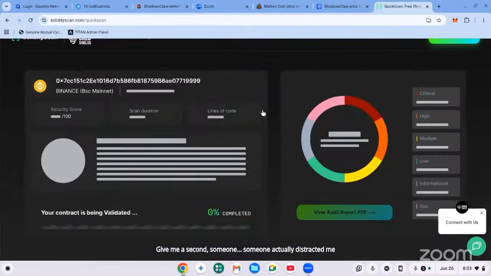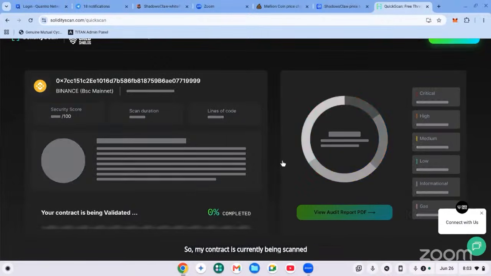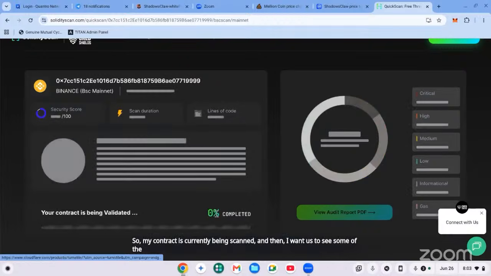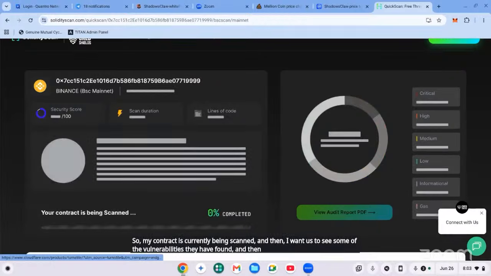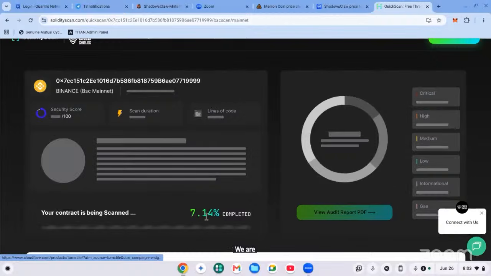Okay, here. So my contract is currently being scanned, and I want us to see some of the vulnerabilities they have found, look at their ratings, and see why they feel those vulnerabilities are things you should be concerned about. We are 7% done with the scan. It should be done in a minute. Trust me on that, it should be done any moment from now. It's still reading. Okay, 10%, it should go to 80 by now. Okay, let's go.